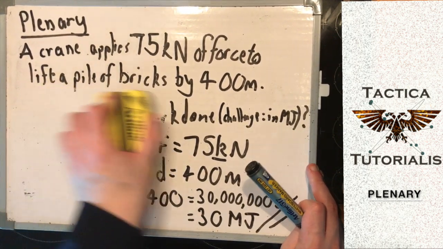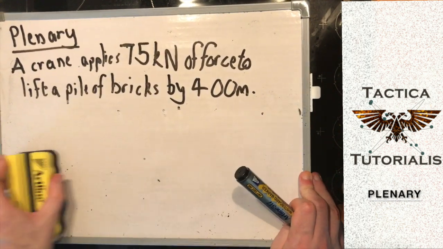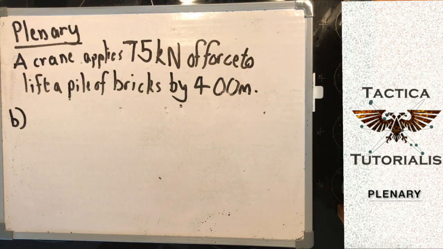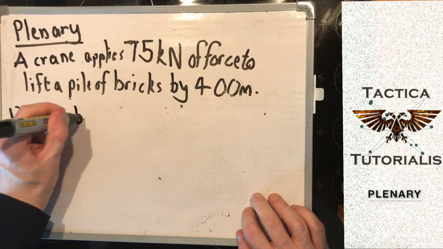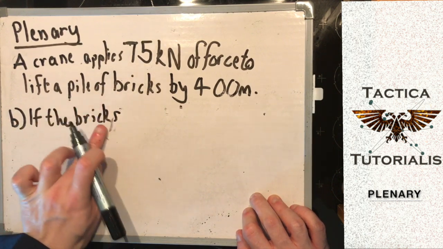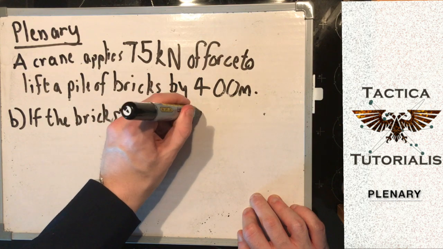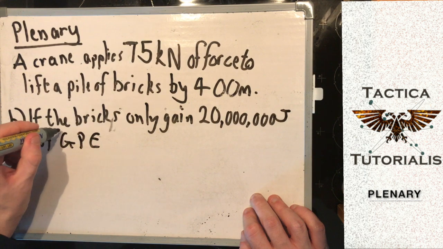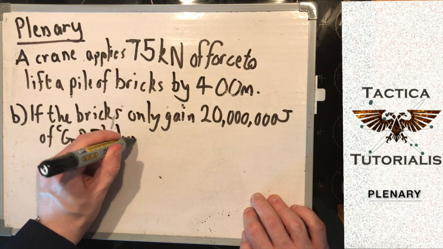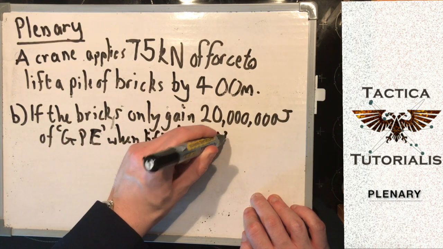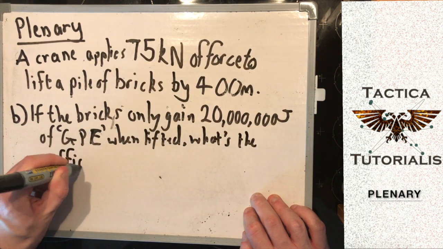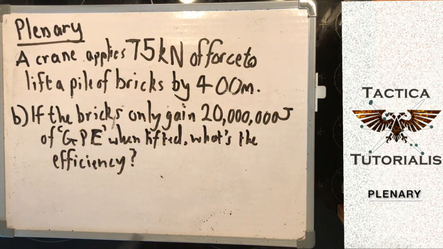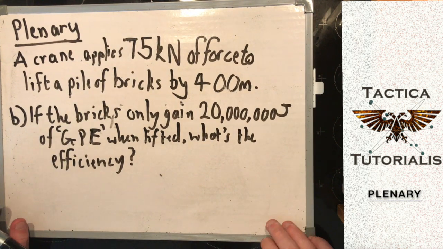The second part is coming back to what we did right at the start of the lesson to see if you can remember, just a bonus little challenge question. If the bricks only gain 20 megajoules of GPE, which is gravitational potential energy, when lifted, what is the efficiency? So this again comes back to what we did right at the start. Give yourself 3 minutes, have a go at this. Might not even need that long. You need to go back to the start of the video, at the start of your notes, and see how you go on.